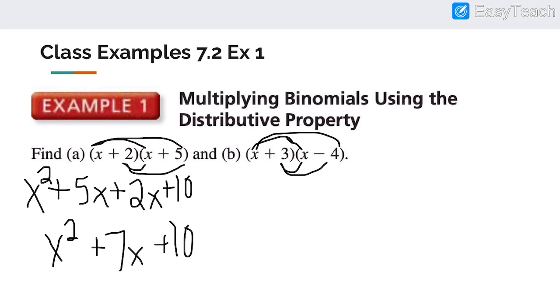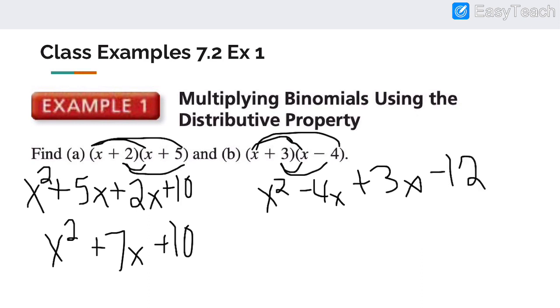At this point, x times x is x squared. x times negative 4 is negative 4x. 3 times x is positive 3x. And then 3 times negative 4 is negative 12. So again, we got it down to 4 pieces.